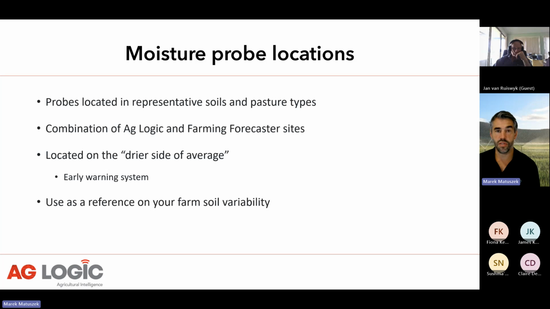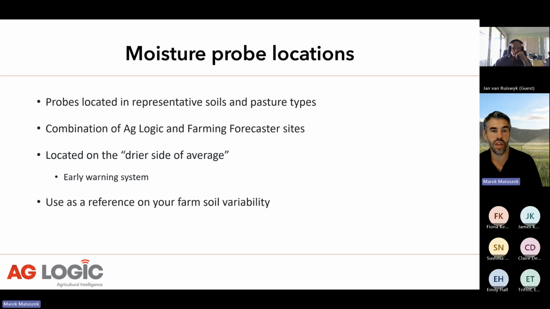They're a combination of the AgLogic farming forecast sites, so the AgLogic weather station networks, and the NRM South run farming forecaster project, which is a great tool that I recommend you go have a look at. Whenever we put probes in, we always like to put them on the dry side of average, so they can be a bit of an early warning system for when things are starting to dry off, or when plants are starting to use moisture, lowering the profile. And as always, don't use it as gospel. Use it as a reference for your farm, because it's always going to be different, and there's always going to be variability on your farm as well.